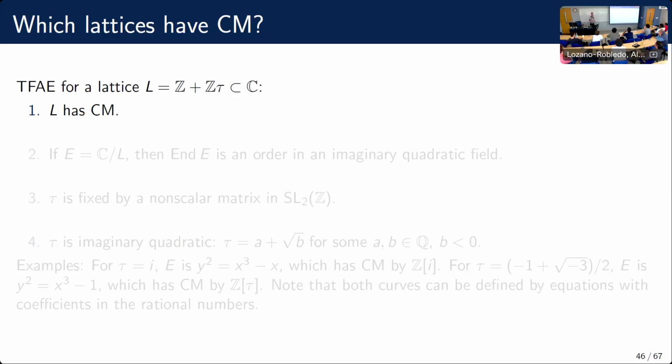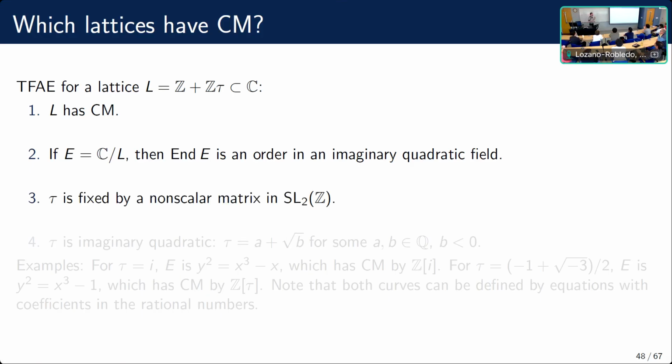All right. Which lattices have this property of CM? So here's the deal. The following are equivalent. 1, the lattice has CM. It looks like this, or something else. 2, if the corresponding elliptic curve is called E, then E has some endomorphisms. It has some symmetries. The endomorphisms actually form a ring, and that ring is isomorphic to an order in an imaginary quadratic field. So the Gaussian integers or something similar.